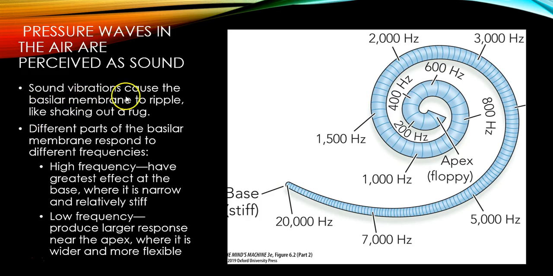So as I said, sound vibrations cause the basilar membrane to kind of ripple. Imagine shaking out a rug. And different parts of the basilar membrane, so here we have our cochlea that's all wound like a snail, different parts of the basilar membrane respond to different frequencies. So the higher frequencies have the greatest effect here near what we call the base, where it's narrow and relatively stiff, and lower frequencies produce larger responses near the apex, where it's wider and more flexible.